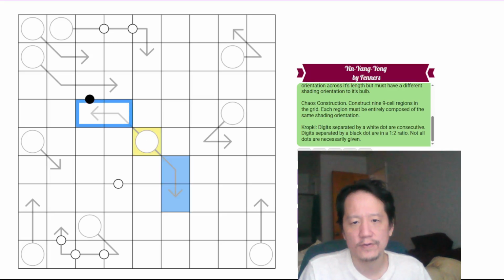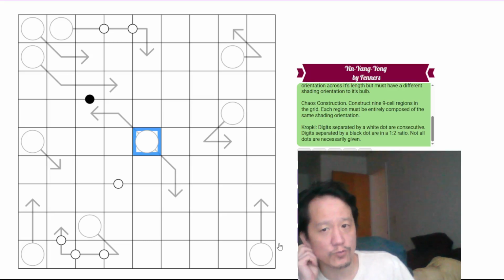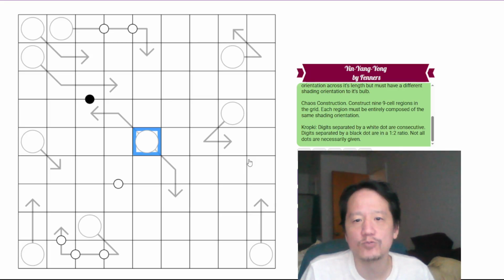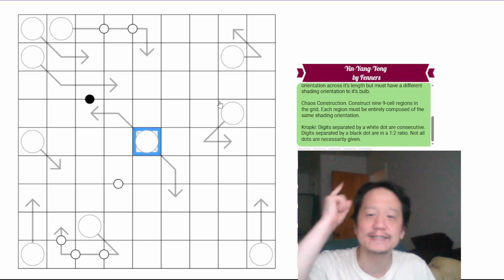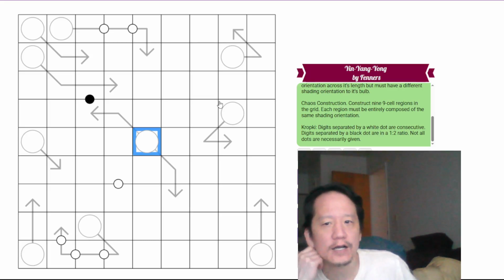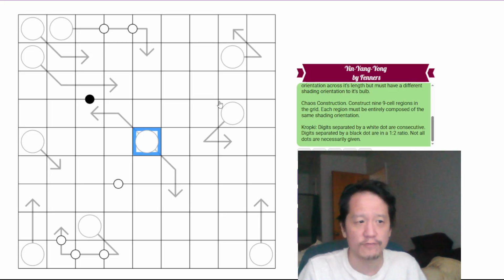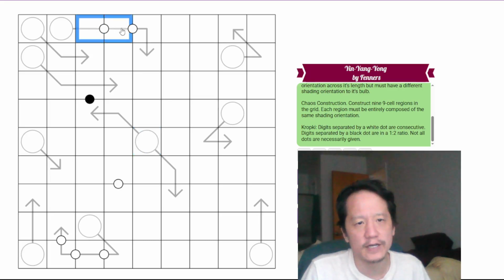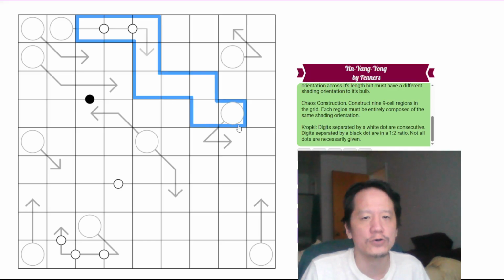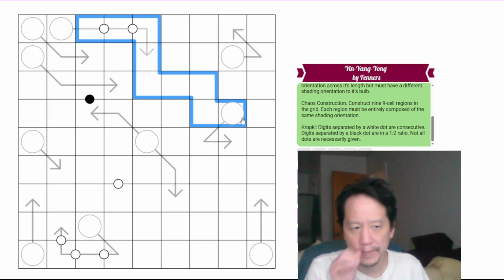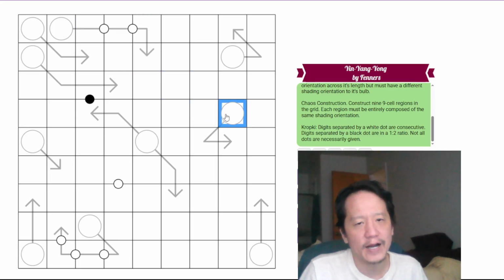What else do we have? We also have chaos construction rules, where we need to construct 9 9-cell regions in the grid. And each region must be entirely composed of the same shading orientation. Aha. Okay. So therefore, right. And it doesn't say here, but typically, I think almost always, I don't think I've ever seen a chaos construction where you don't have orthogonally connected regions. And that would just mean that in the region, you have to be able to go to any other cell in the region, staying in the same region by going through edges.